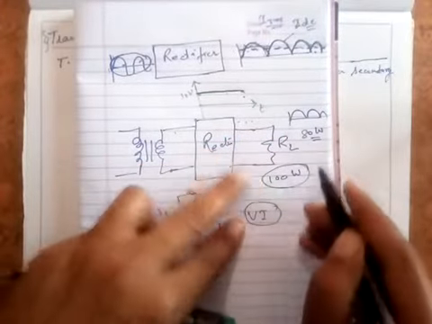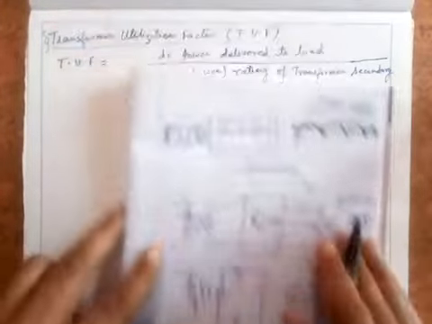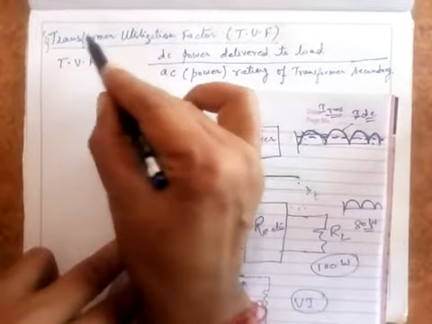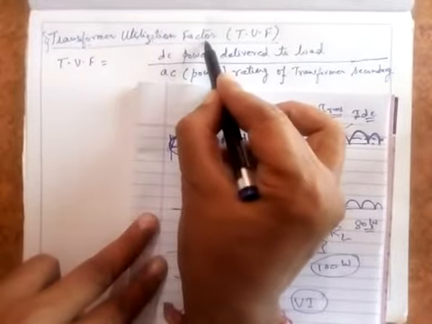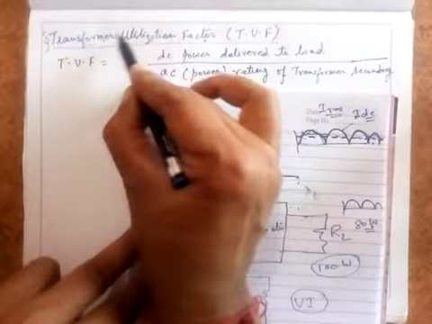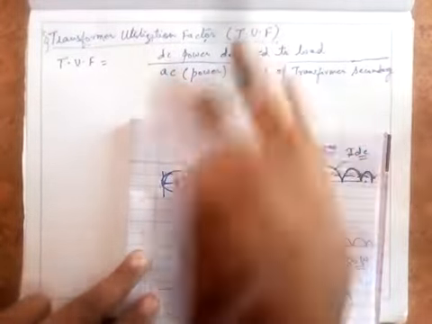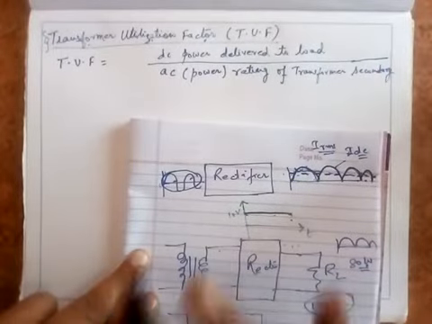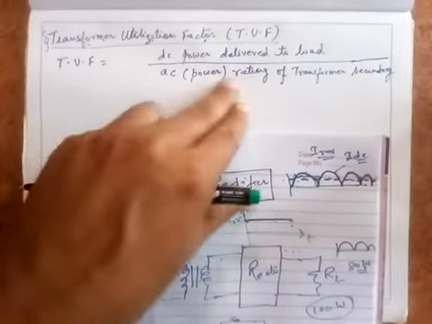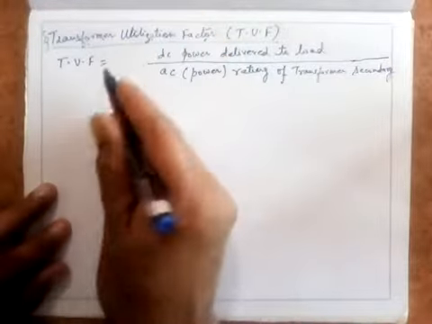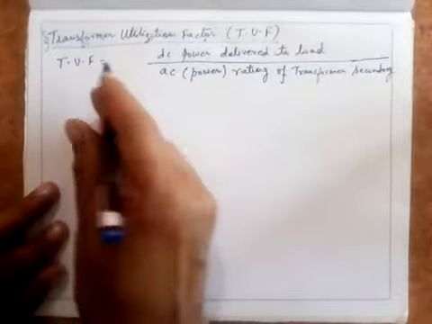So it means we say by what factor the transformer has been utilized. Transformer utilization factor means by what factor the transformer has been utilized with respect to its power rating. It has been rated for 100 watt and we are using 80 watt, which means it is 80%. So this is called the transformer utilization factor. This is the definition of this, and mathematically it is defined this way.